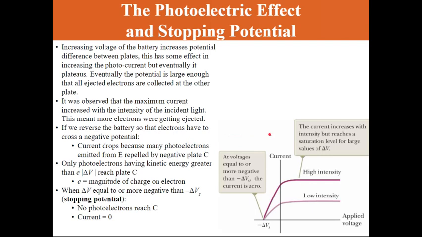You can see the graph here showing how the current changes as you vary the voltage of the battery. Effectively, it doesn't take much to saturate the current at higher voltages. The current basically reaches a plateau. What determines the amount of current is the intensity of the light. High intensity lights would eject photoelectrons at a faster rate, so you'd see more current.